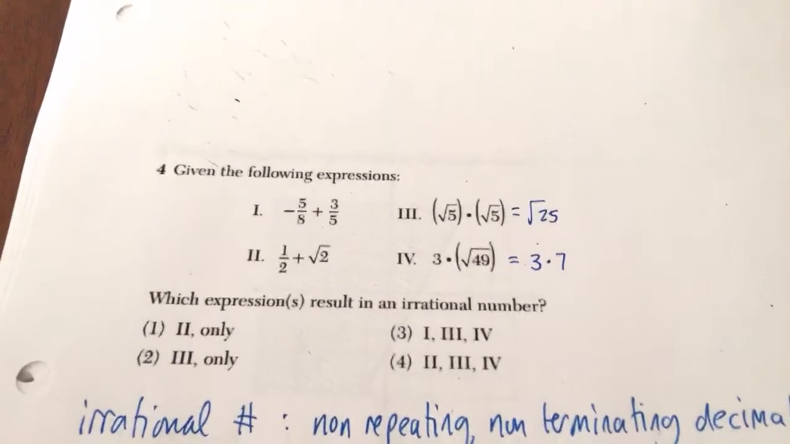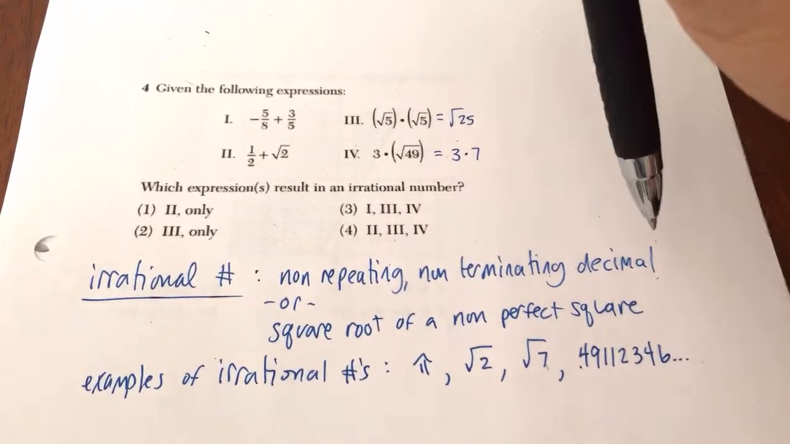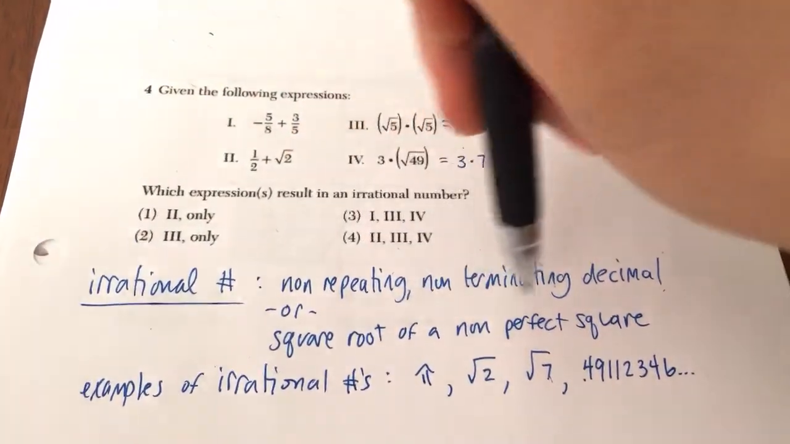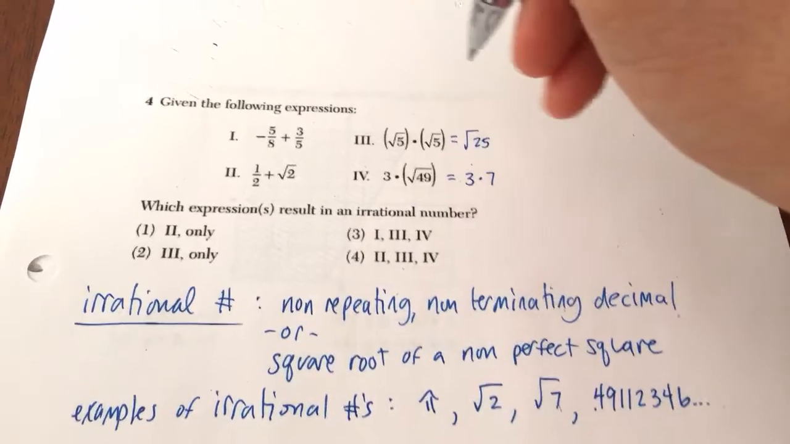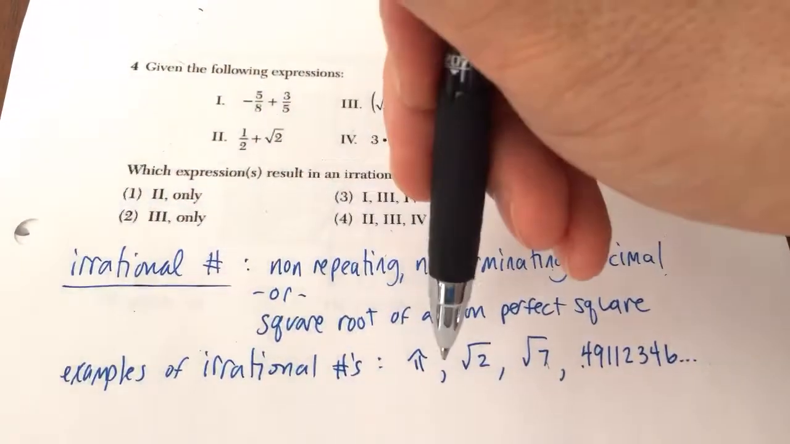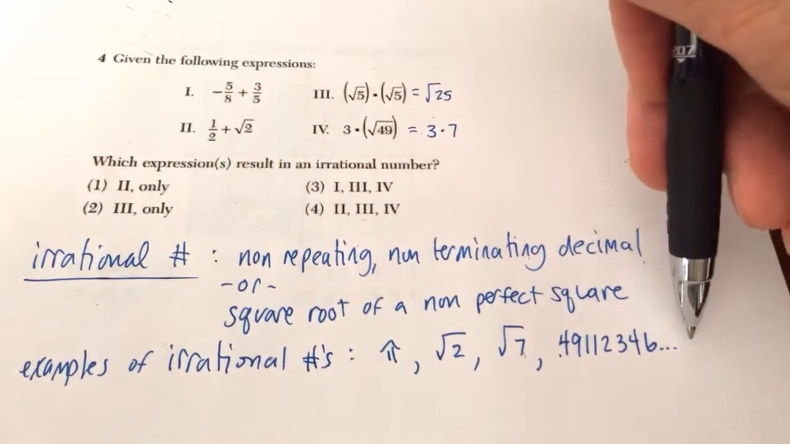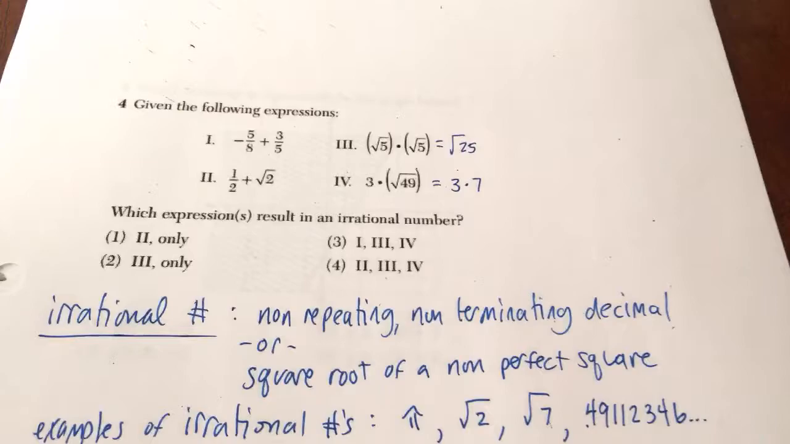Which expression results in an irrational number? An irrational number is a non-repeating, non-terminating decimal, or it's the square root of a non-perfect square. For example, examples of irrational numbers are pi, square root of 2, square root of 7, 0.49112346..., which indicates it goes on forever.